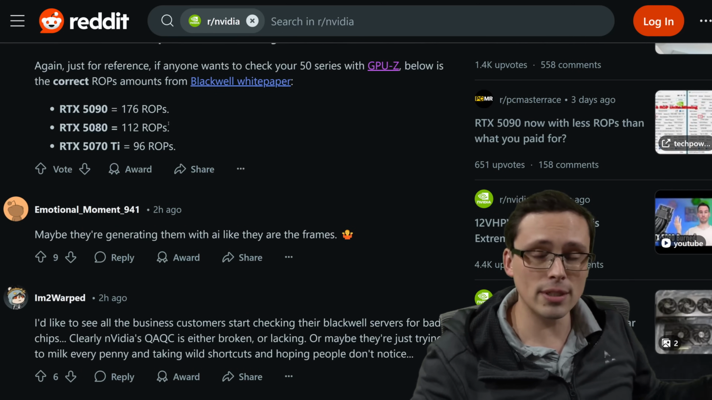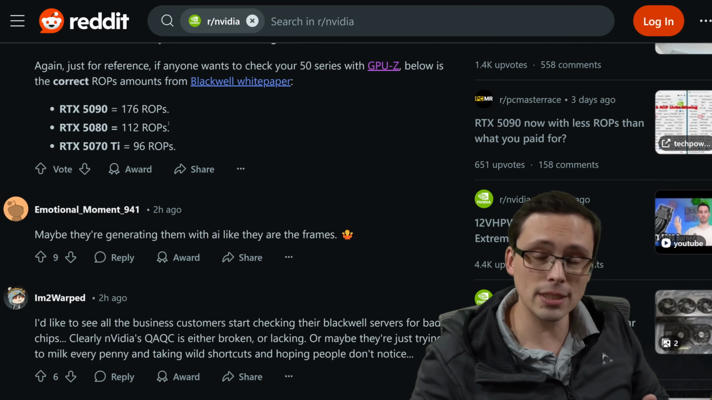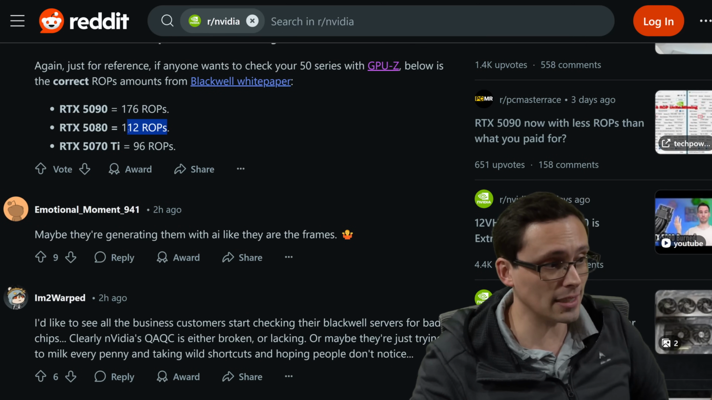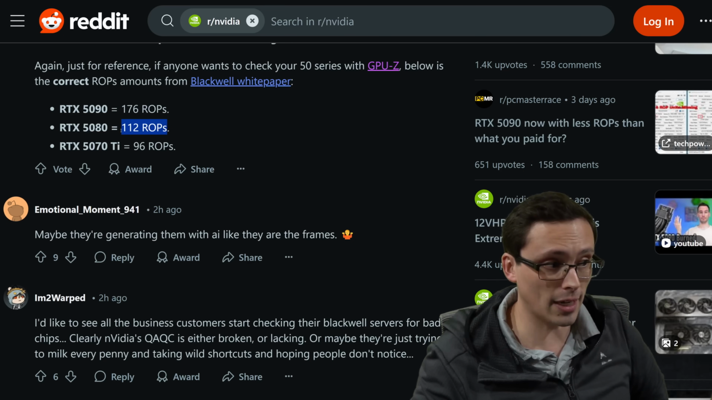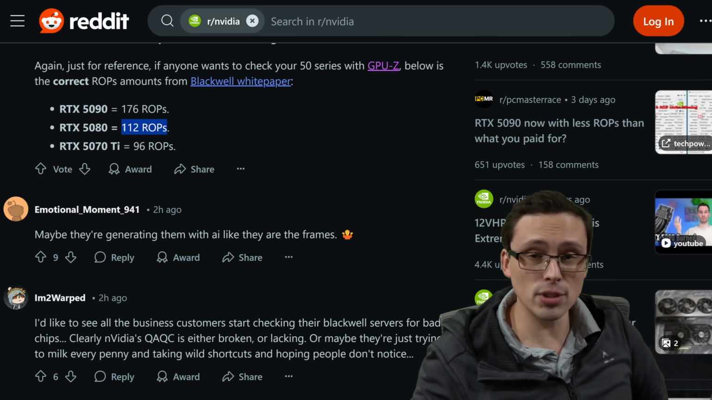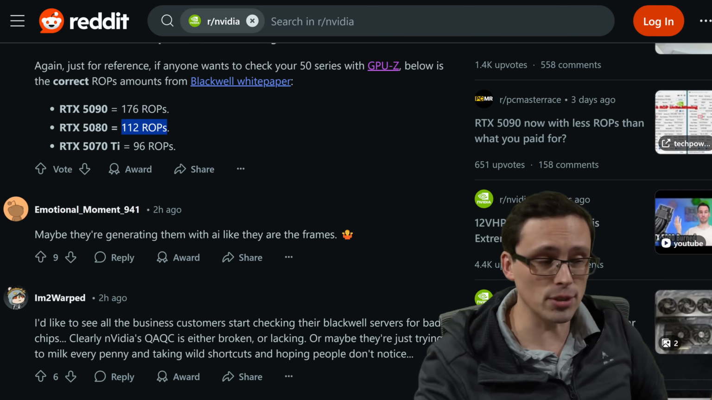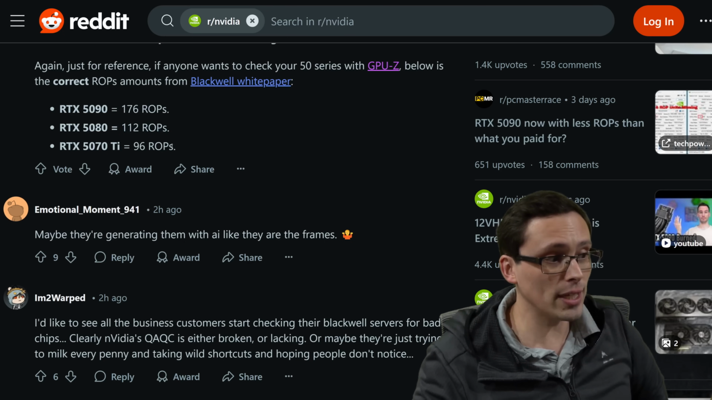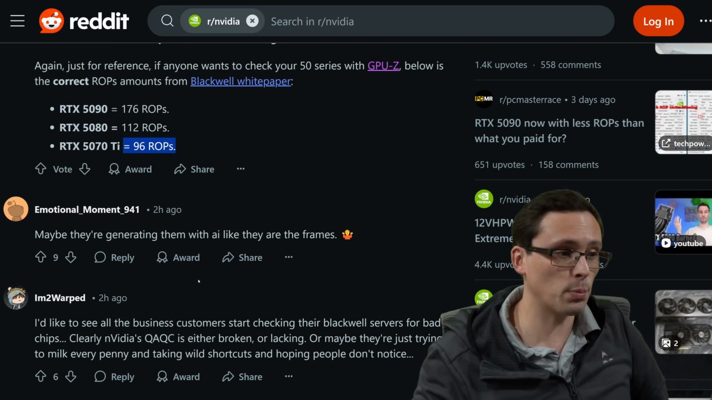If you want to check your own, you download TechPowerUp's GPU-Z utility from TechPowerUp's website directly. It should have 112 ROPs. If you are missing 8 of those, you would report 104, and that means you have this problem. It's the same way you identify the issue on the 5070 Ti or 5090. Again, these are what they should have. If you have 8 less, you have this problem.